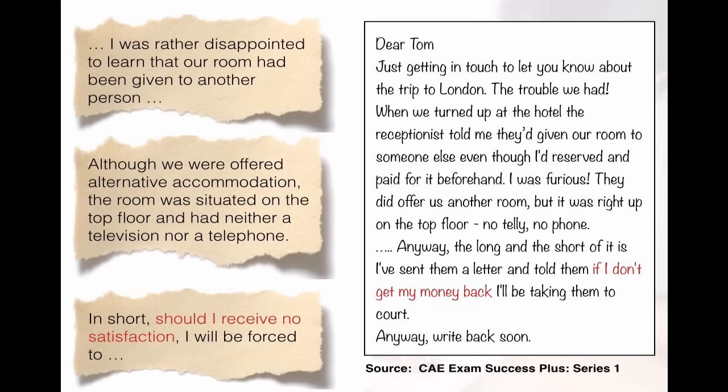A common feature of formal writing of this kind is inversion, where the subject and the verb are reversed. So we have "should I receive" on the left. This, along with the change in vocabulary, makes the highlighted clause far more formal than "if I don't get my money back" on the right. Finally, here we can see that contractions are avoided in formal writing, so it's "I will" rather than "I'll." And again, the change in vocabulary expresses the same point far more formally.